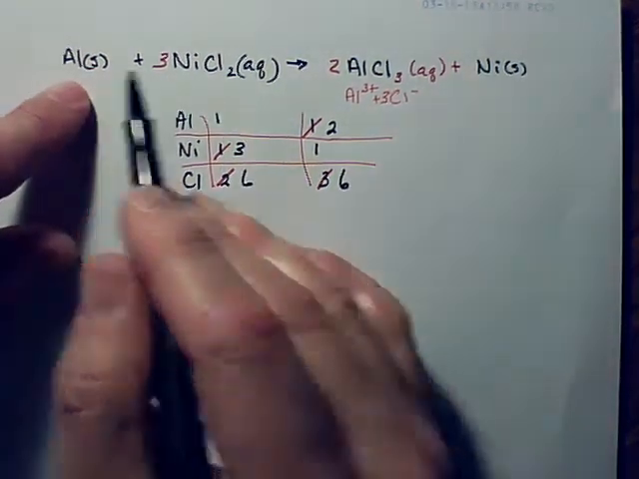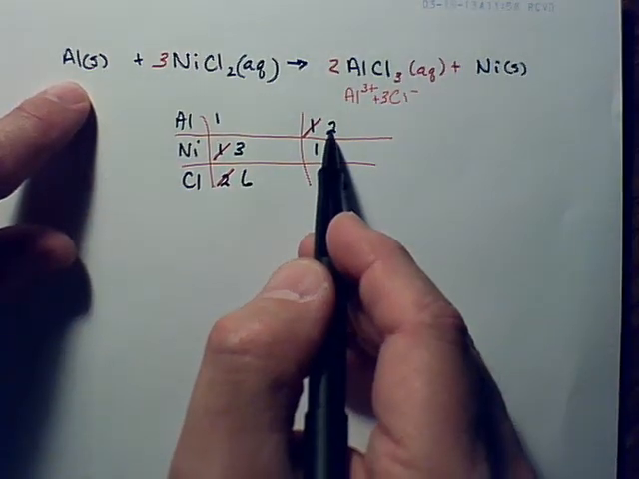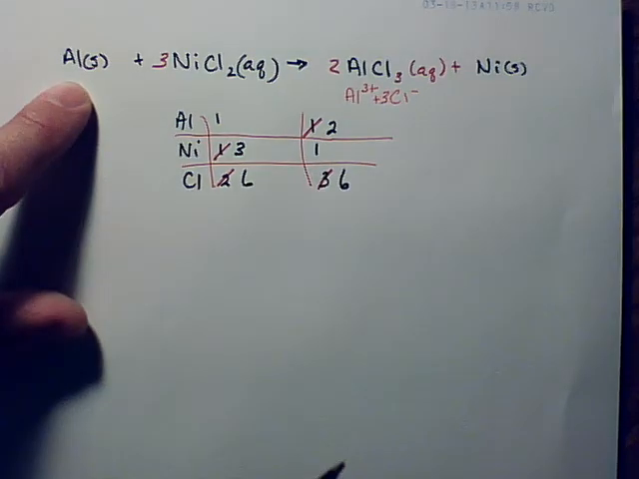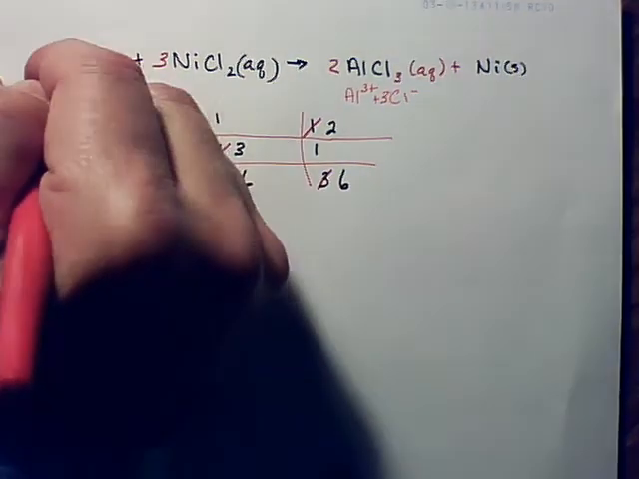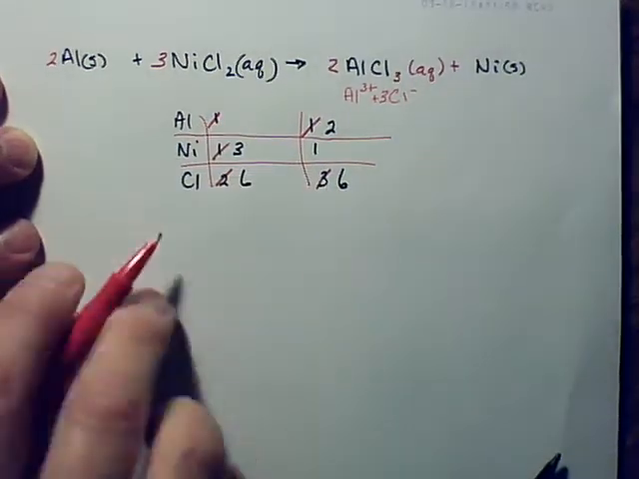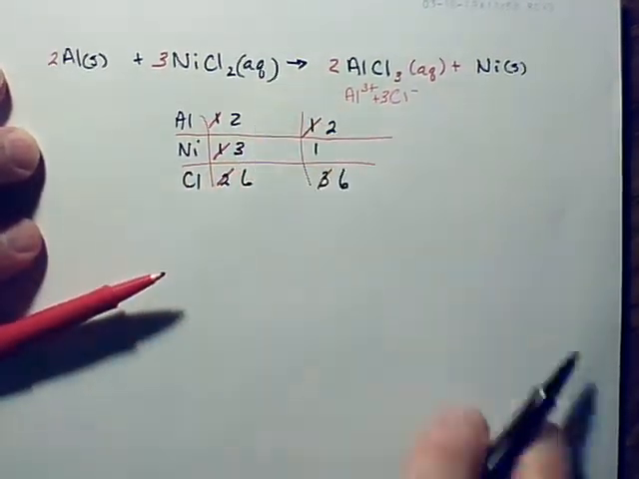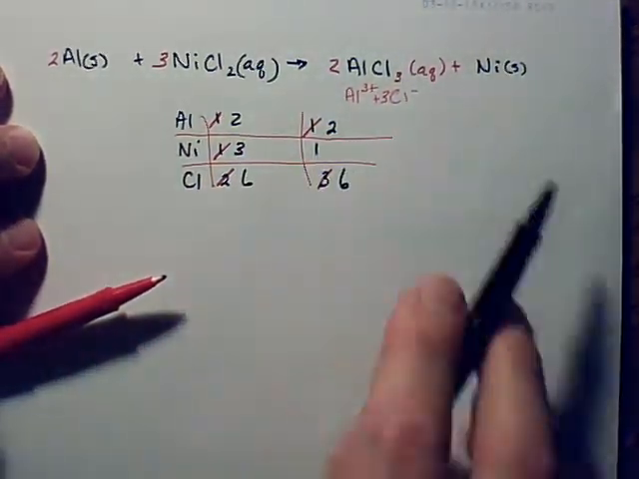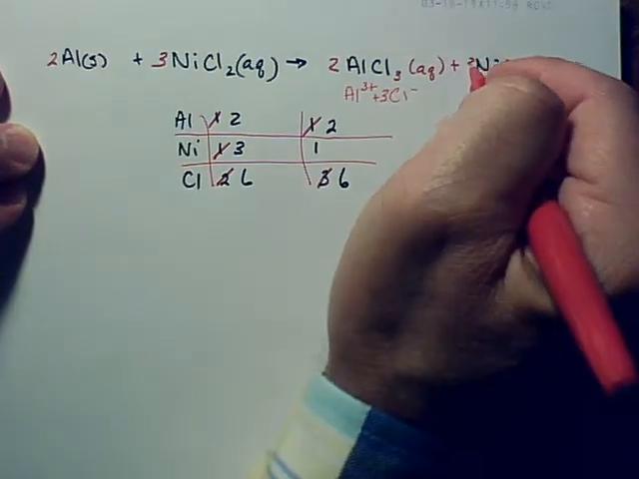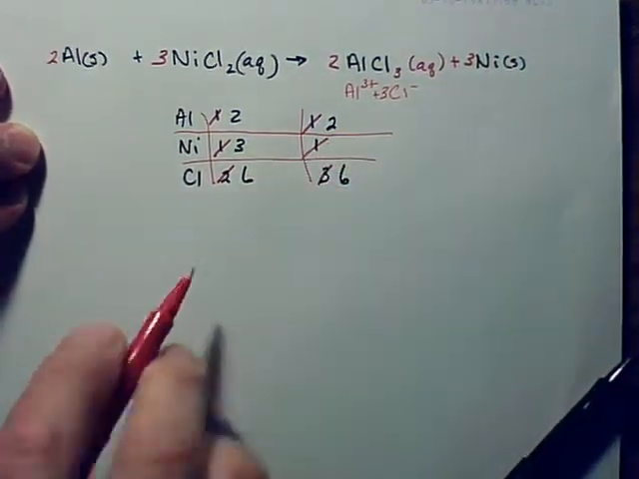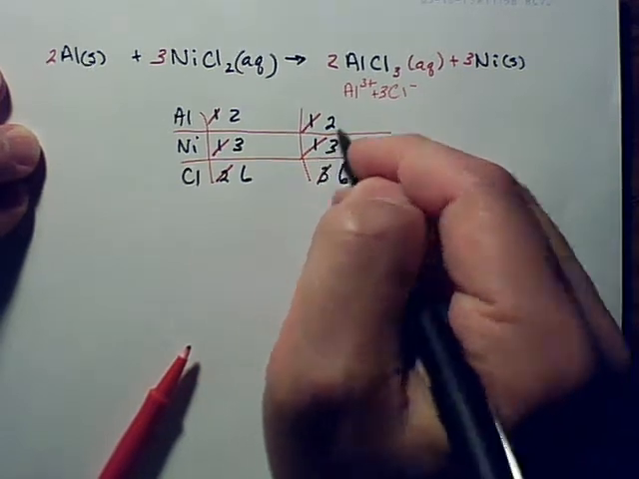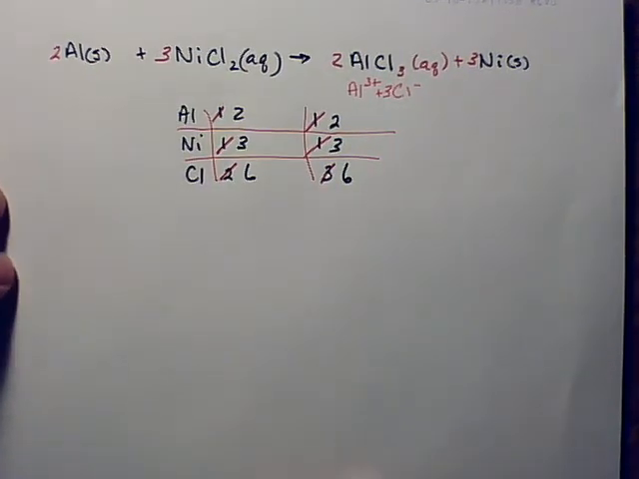Now we need to get the aluminums and the nickels the same. If I have 2 aluminums on the right, to get 2 aluminums on the left, I just put a 2 here. That changes this to 2. And to get the number of nickels to be the same, I'm going to put a coefficient of 3 in front of the nickel, and that's going to change the number of nickels to 3. Okay? So now we have a balanced equation.